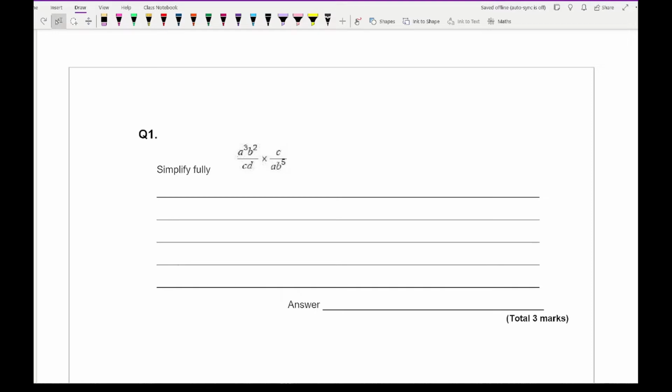So looking at this first one, it says simplify fully. So here I'm multiplying. So all I want to do is just multiply the two numerators together and multiply the two denominators together. So this is going to be then a cubed, b squared and c. And at the bottom, I'm going to end up with a, b to the 5, c, d.